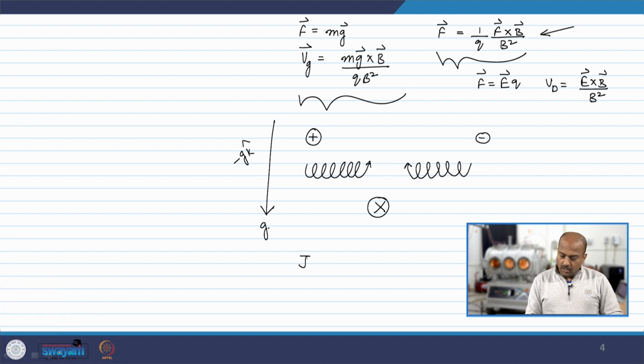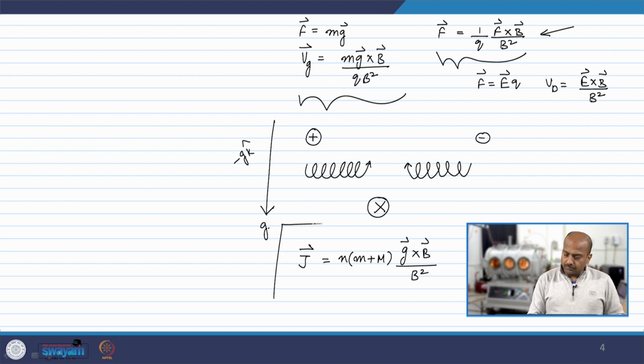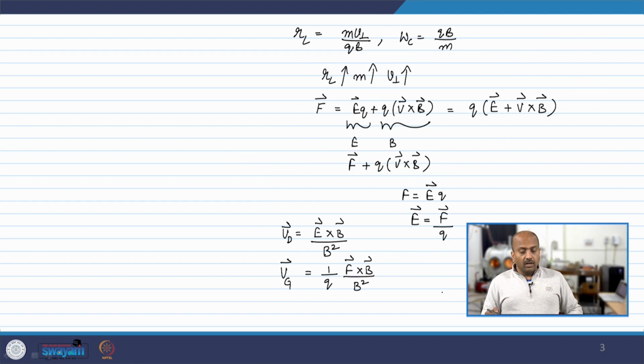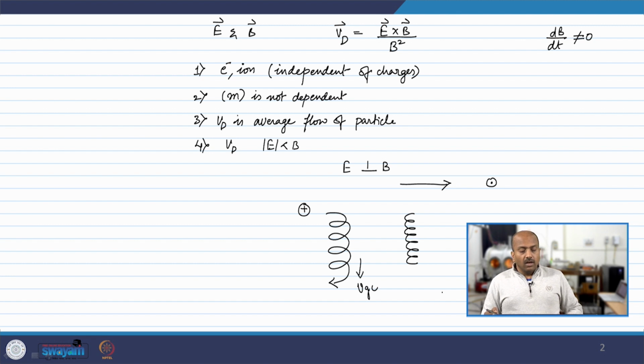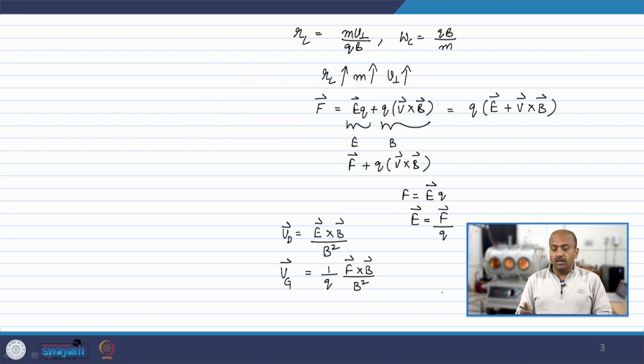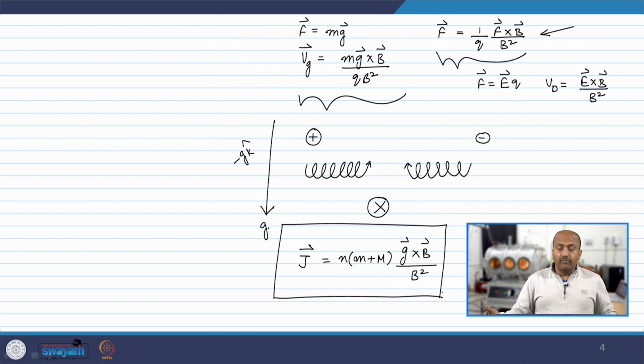So, J is a vector, right. J is n times (m plus m) times G cross B by B square. So, this is the current density due to gravitational drift. Earlier we had seen the characteristic features of E cross B drift and how this expression can be generalized by considering any force capital F, and this force F being the gravitational force facilitates the charge separation, right.